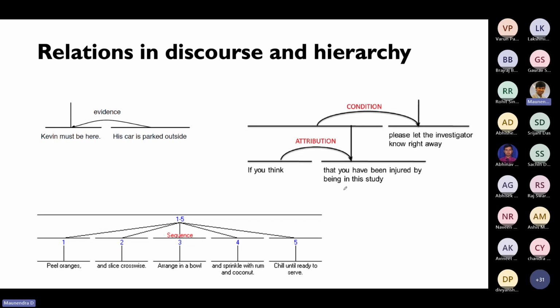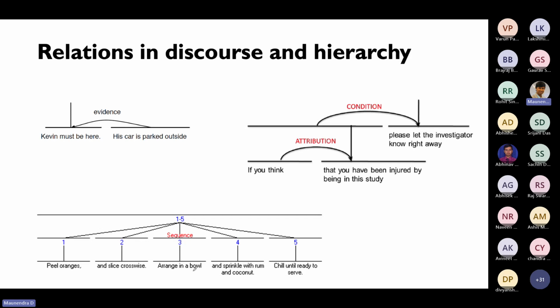And "If you think that you have been injured by being in this study, please let the investigator know right away." So if you think that you have been injured, there is the nucleus. If you think it's the attribution, so there is a connection between this nucleus and attribution. And this thing together becomes a condition for this action: please let the investigator know right away. So this becomes a hierarchy.